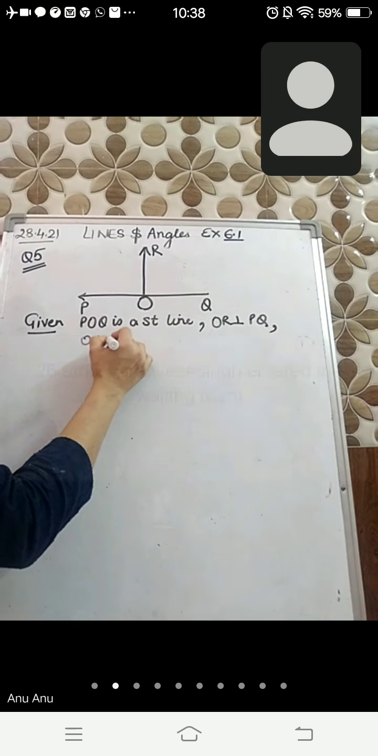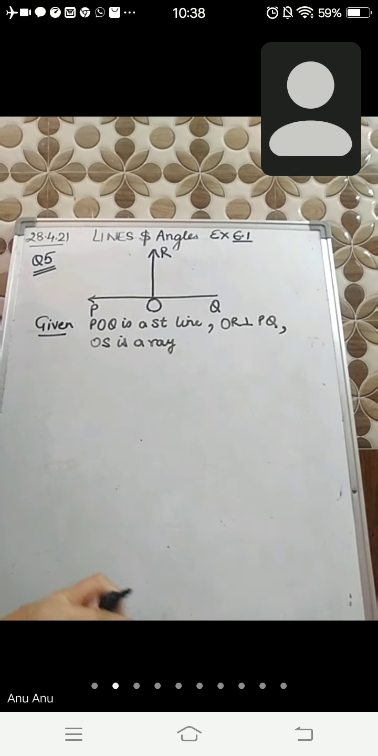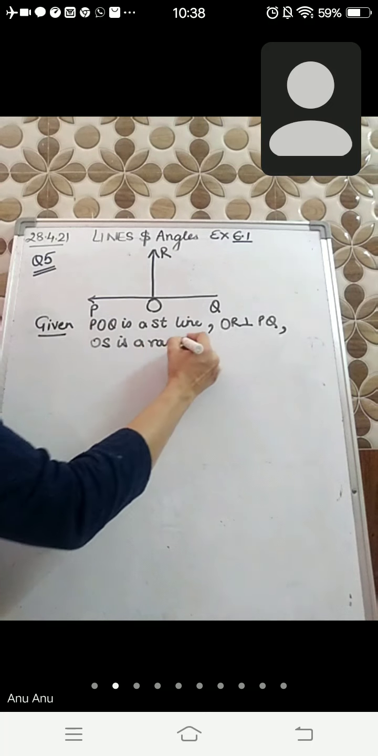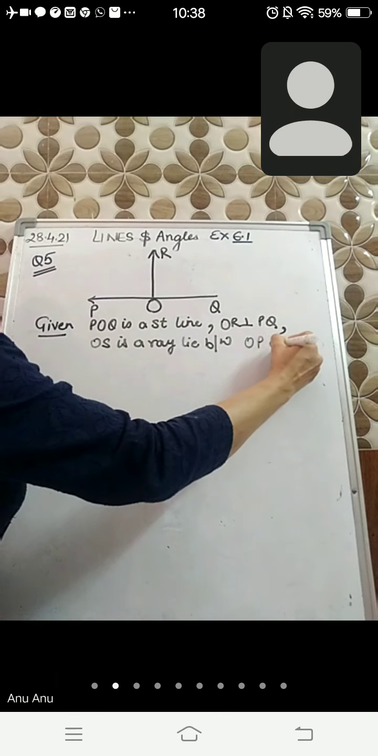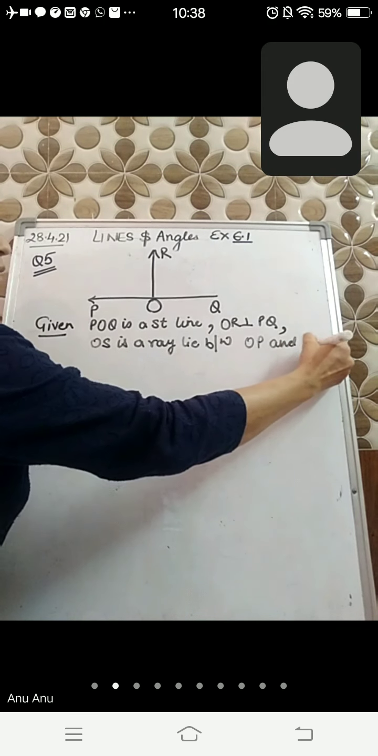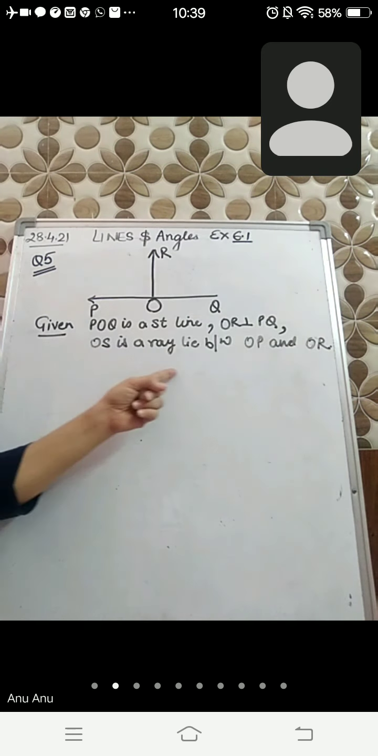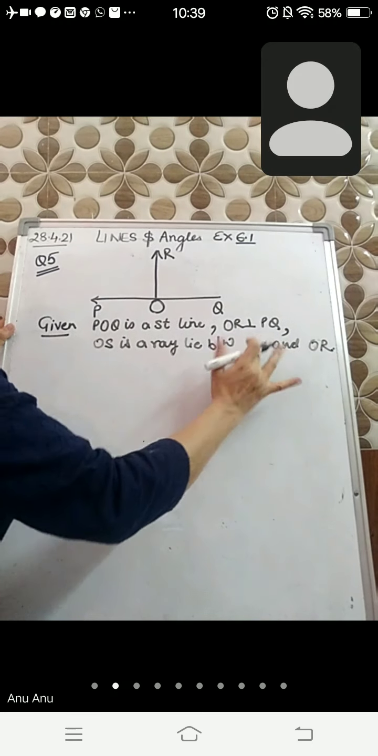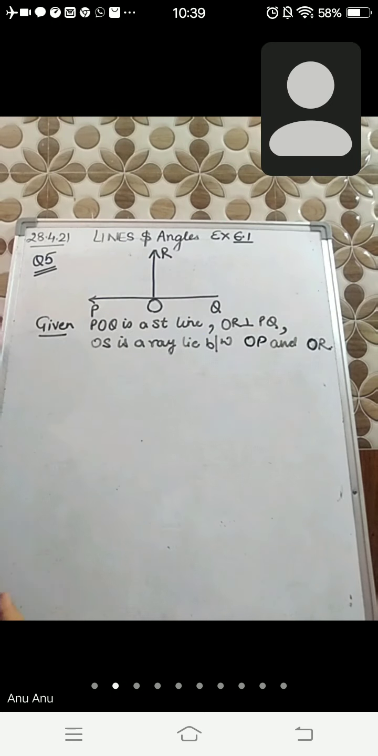OS is a ray. OS is a ray that lies between OP and OR. Is this clear, beta? So this is a ray that lies between OP and OR.